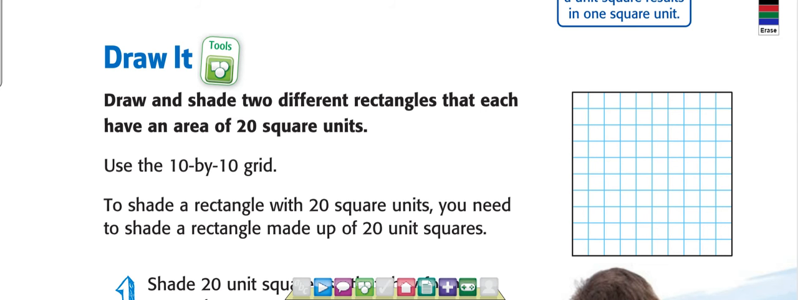Well, what 2 numbers multiplied together give me 20? 10 and 2. So I could do 2 here and then 10 all the way down. What are the other 2 numbers? 20 and 1, or 5 and 4. So I'm going to go 4 across and then 5 down. There are my 2 rectangles right there.